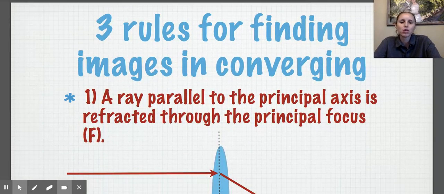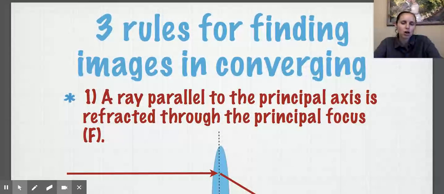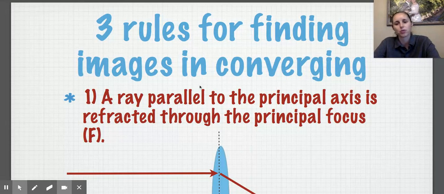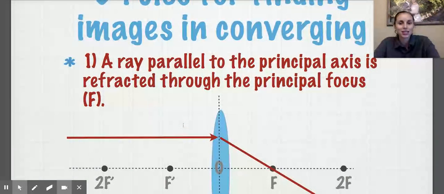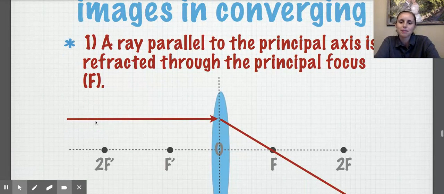We're going to have three rules for finding images in converging lenses. You're going to find that those rules are almost exactly the same as our mirror rules. So we're going to start with the same rule that we started with last time, and that's going to be a light ray that's coming in parallel.